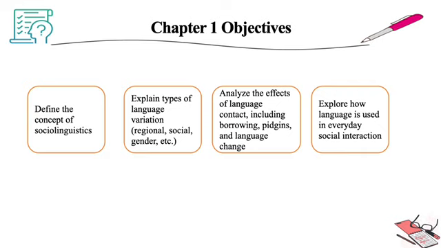The first chapter aims to define the concept of sociolinguistics, explain types of language variation, regional, social, gender, etc., analyze the effects of language contact, including borrowing, pidgins, and language change, and explore how language is used in everyday social interaction.